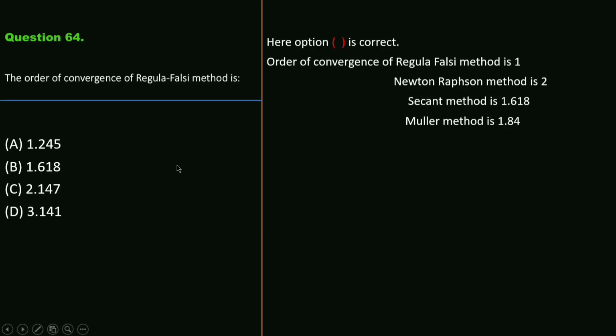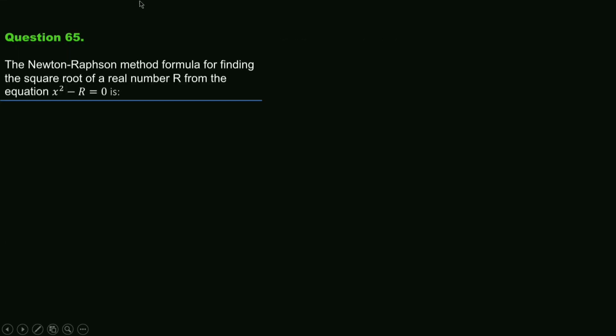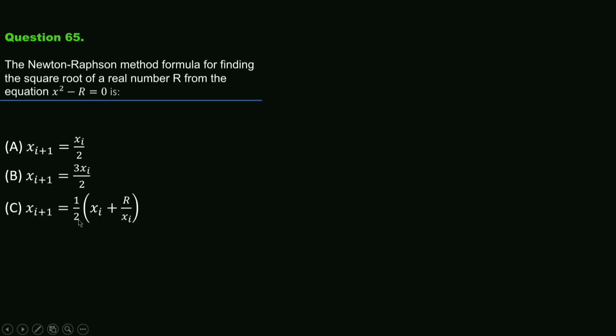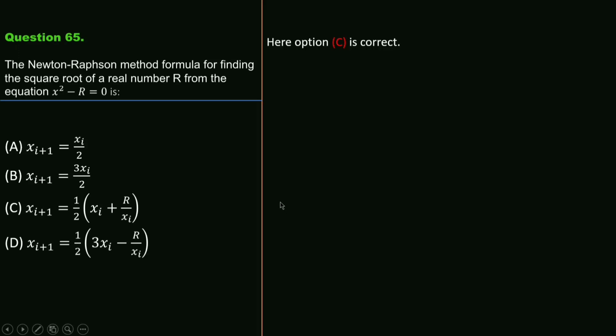Now come to 65. Here, the Newton-Raphson method formula for finding the square root of a real number r from the equation x squared minus r equal to 0 is how much? The options are x_{i+1} = x_i/2, x_{i+1} = 3x_i/2, x_{i+1} = half into (x_i + r/x_i), and the last option is x_{i+1} = half into (3x_i - r/x_i). Here option C is correct. That means this quantity is correct.